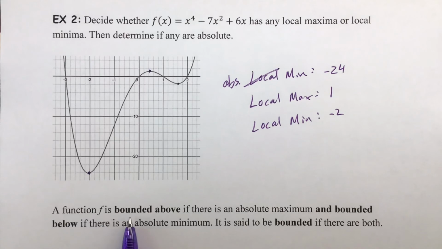A function f is bounded above if there's an absolute maximum. If there is a highest point that it never goes beyond, we can say that it's bounded above. If it has an absolute minimum, we can say that it is bounded below, which is our case here. This is a graph that is bounded below. It does not go below that value here. If your graph is both bounded above and below, we can simply say that it is bounded. So if you say it's bounded, that means it does have an absolute maximum and it has an absolute minimum. This function here is bounded below, but not bounded above.